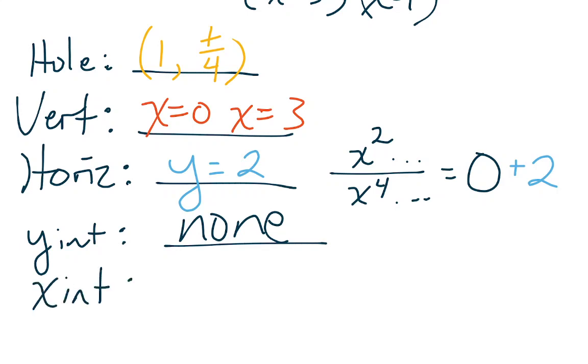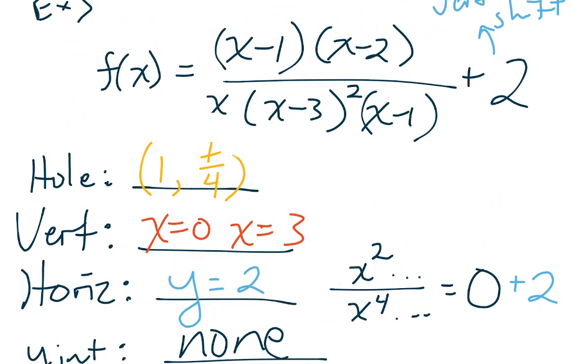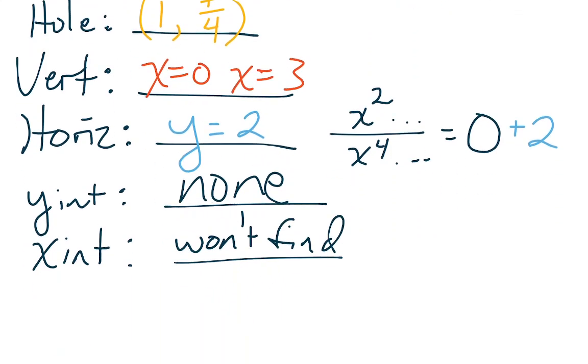How about the x-intercept? As we said a couple times, you might not have to find it. That doesn't mean it doesn't exist. It just means we won't find it. That's because honestly, to set this equation equal to 0 would be a lot of work, and maybe the algebra would go beyond what we can do. But I believe there still is an x-intercept for this problem, which we might be able to see from the graph.